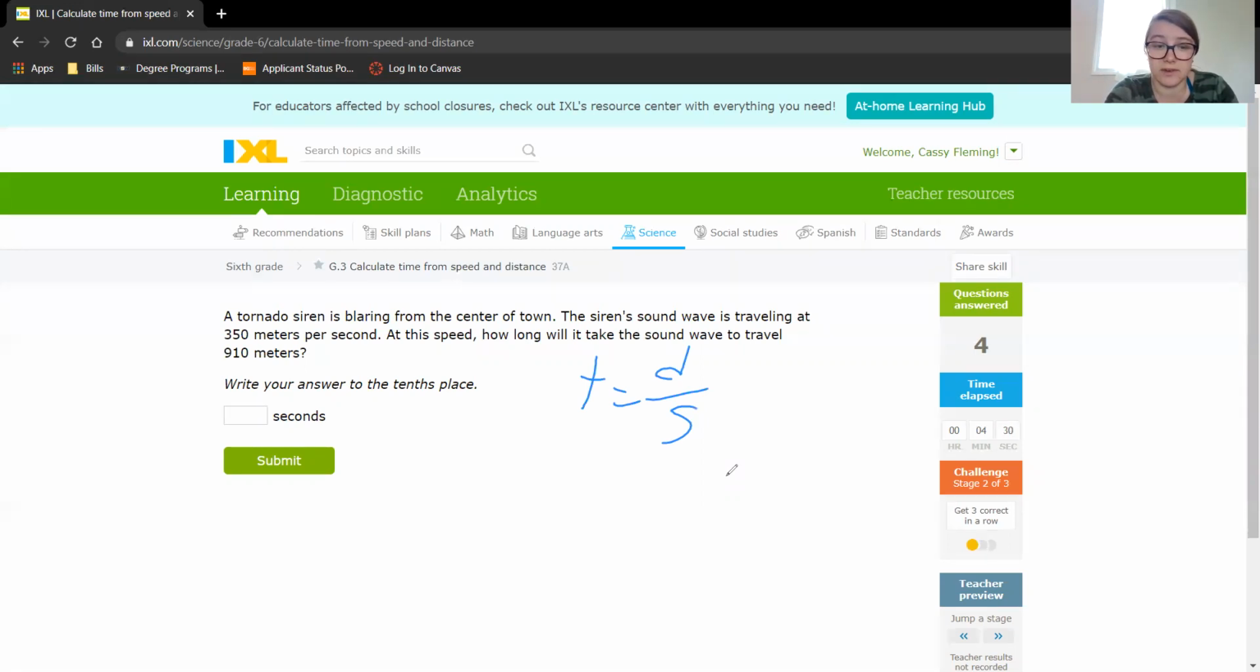So we know time is distance divided by speed. Our distance is 910. Our speed is 350. For the sake of time and space on my computer screen, I'm just going to use a calculator. I don't know what exactly your rules for sixth grade are. Maybe you can figure it out yourself. Maybe you can use a calculator. Someday we'll know. Not today. So 910 divided by 350 should be 2.6. So it should take 2.6 seconds. Boom.